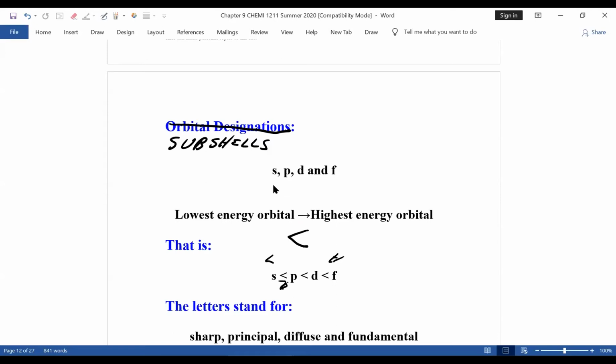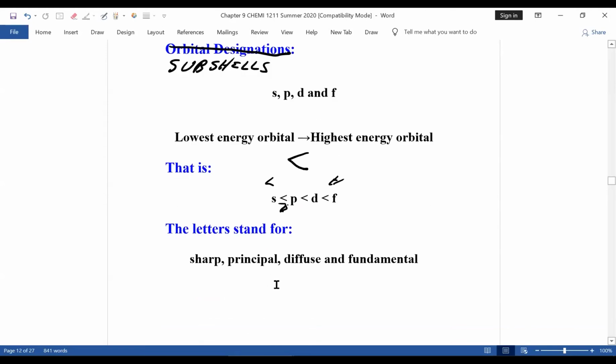Now, I'll never ask on a test, but students have asked me over the years, what do S, P, D, and F stand for? For some reason, back in the early 1900s, when this was being developed, chemists decided based on spectroscopy that certain electrons had very sharp lines, and they called other lines in the spectra principal, diffuse, and fundamental. How they came up with those names, I don't know. And guess what? I don't really care. But they are used.